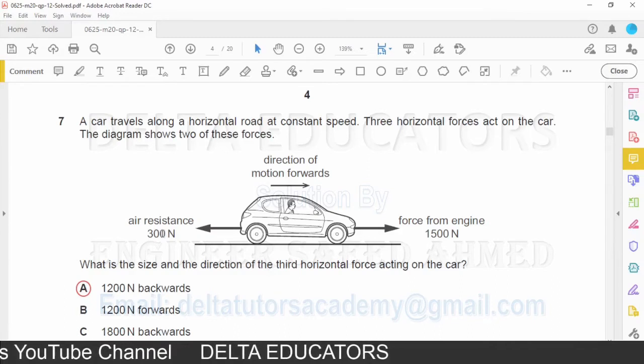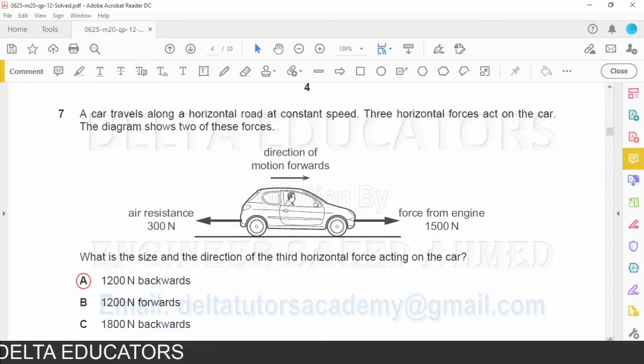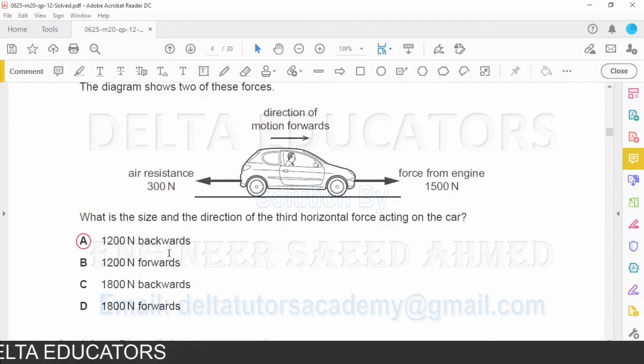Now to balance the force, for the resultant to be zero, in the backward direction there should be a force of 1200 Newton, so that 1200 Newton plus 300 Newton will be equal to 1500 Newton. So the third force is in the backward direction and its magnitude is 1200 Newton. Now we check the options. In option A, it is given 1200 Newton backwards. So it is our correct option.